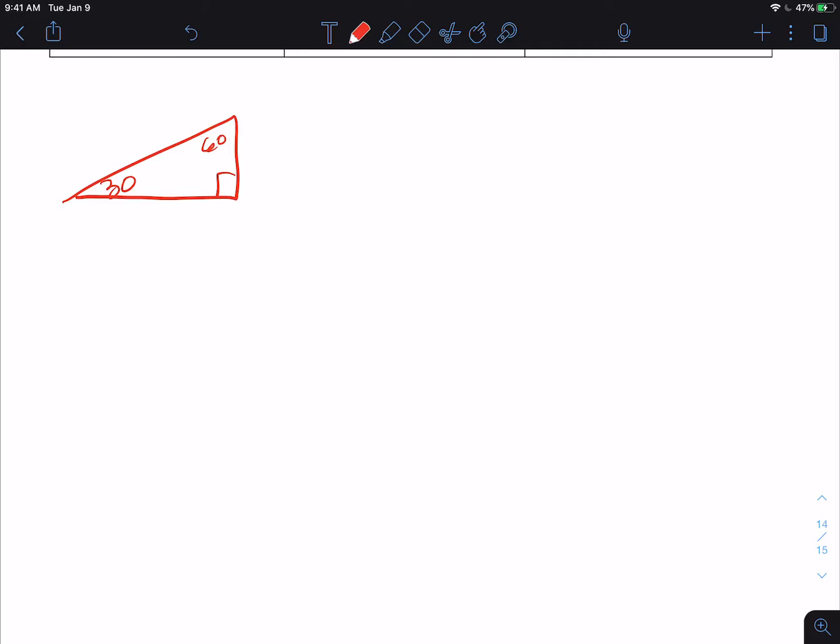On our 30, 60, 90 triangle, we have this relationship that happens with the sides, which makes it relatively quick to find the other side lengths without having to do trigonometry, so your sine, cosine, or tangent. So this value is double the side across from 30, so your hypotenuse is double across from 30. And then to go from the leg across from 30 to across from 60, you times it by root 3.